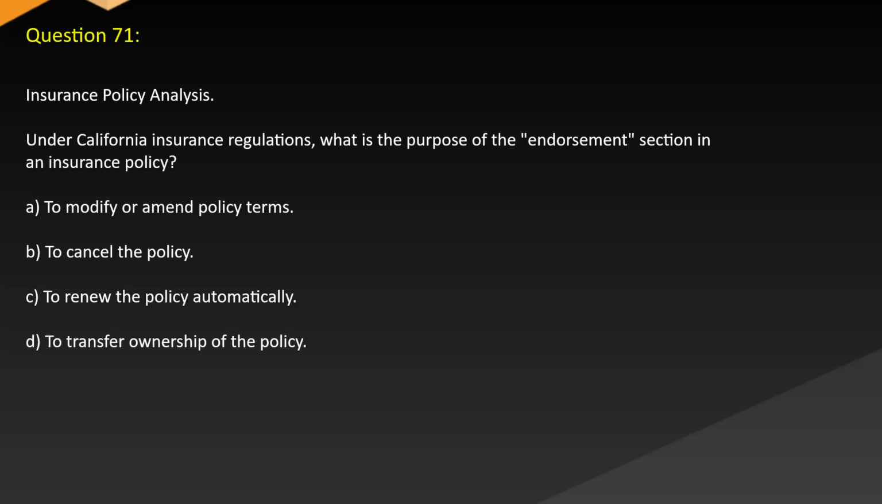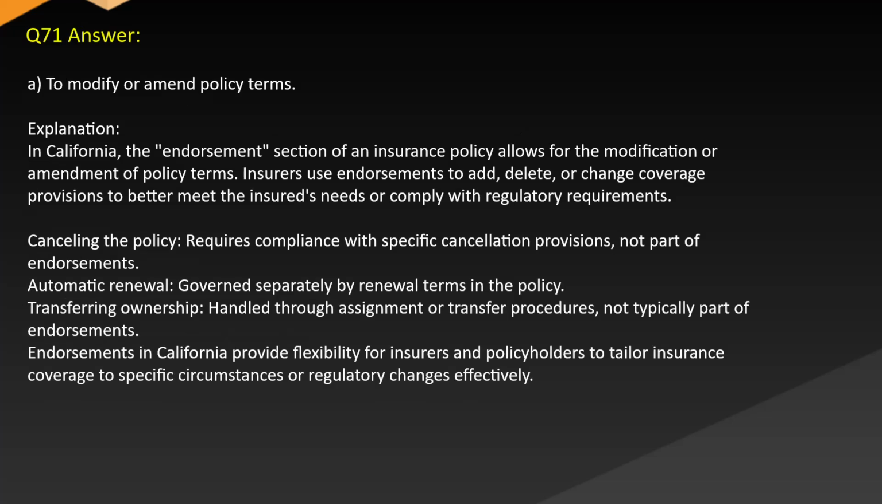Insurance policy analysis. Under California insurance regulations, what is the purpose of the endorsement section in an insurance policy? A. To modify or amend policy terms. B. To cancel the policy. C. To renew the policy automatically. D. To transfer ownership of the policy. Answer: A. To modify or amend policy terms.